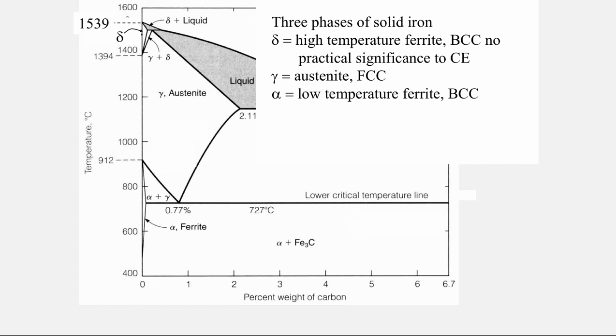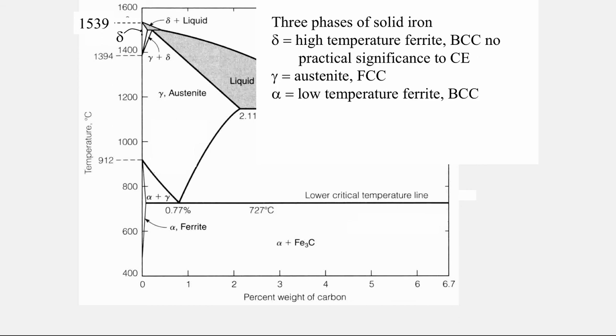So iron can be high temperature ferrite. We said delta, and we can see it's up there at those really high temperatures. Now this has really no practical significance in civil engineering. Then we have austenite, and that's our face-centered cubic, and we see that cools when we start cooling below where the high temperature ferrite can exist. And then we have our low temperature ferrite there below 727 degrees permanently and starting around 912.